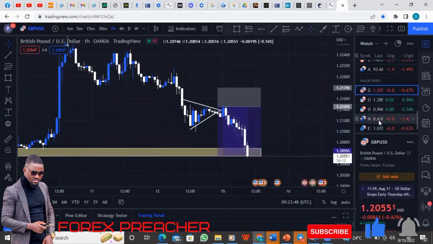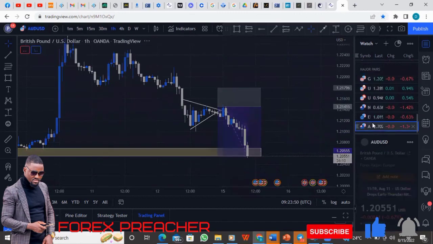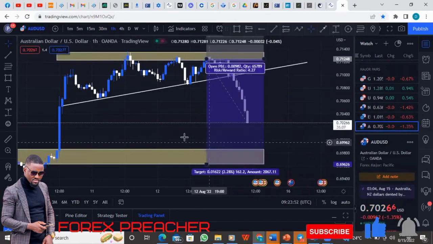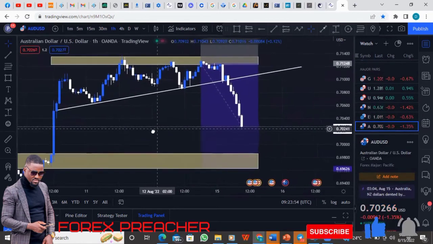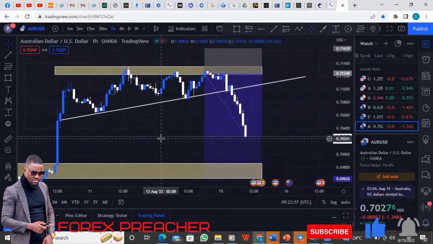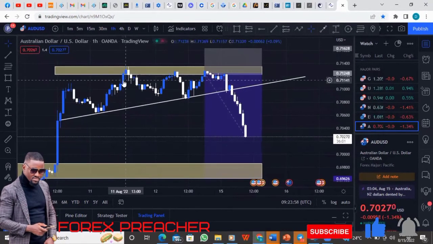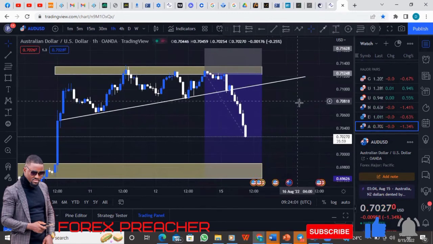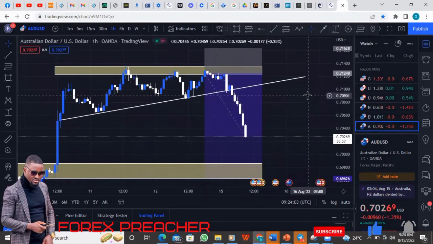And when we go to the AUD USD, now what happened over here? This is a triple top. This is what we call a triple top. A triple top is a chart pattern that clearly tells us that the market is going to be bearish or go down.